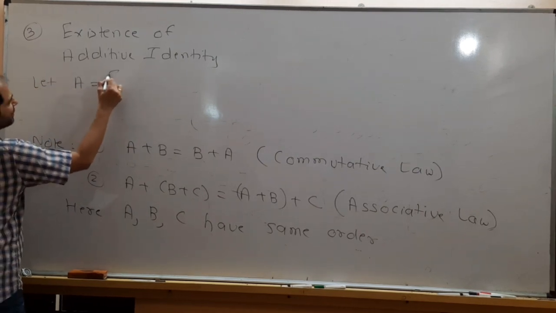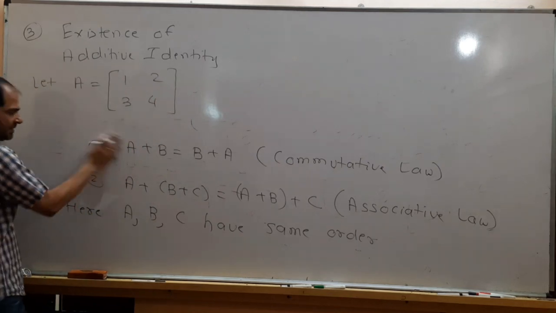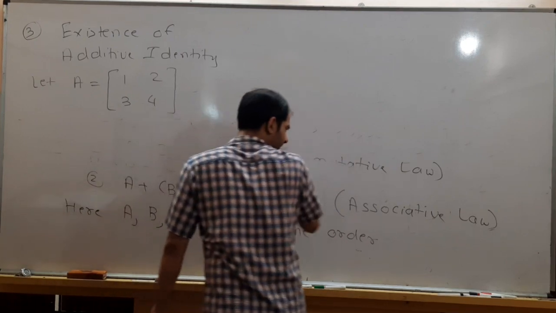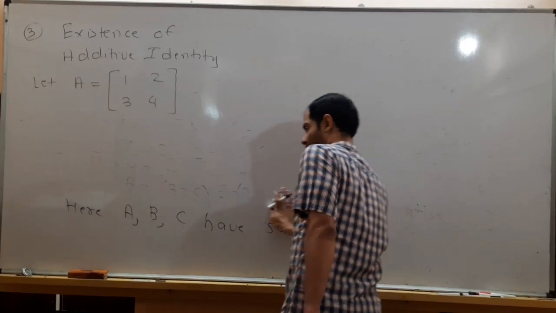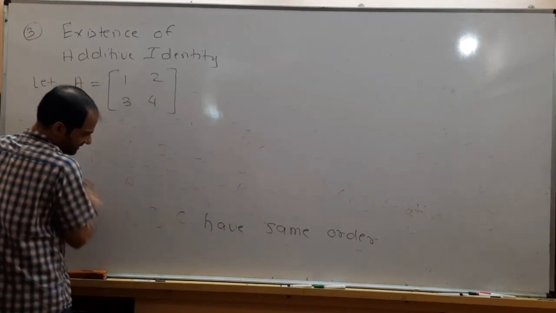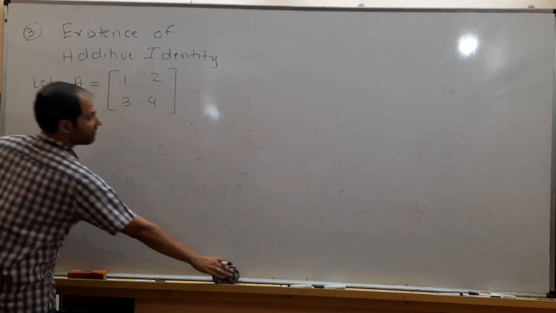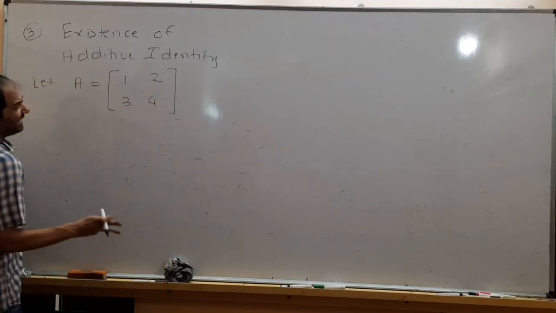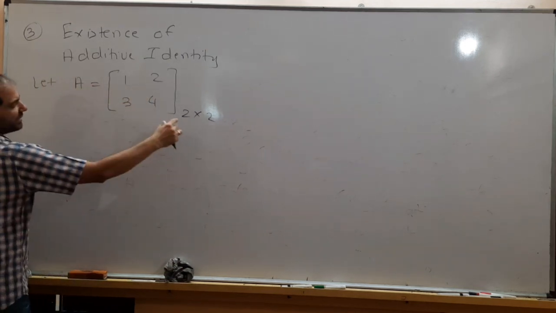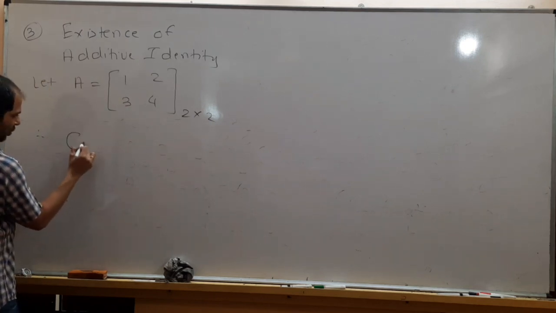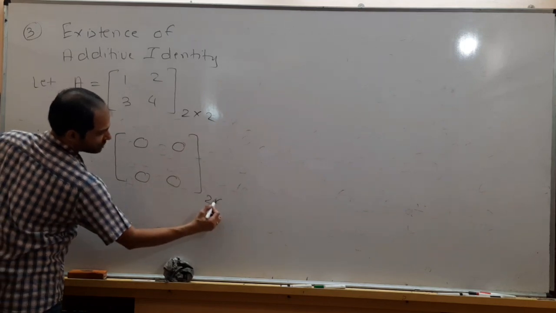Let A is equal to 1, 2, 3, 4. It is 2 cross 2. And consider the null matrix O of the same order, 2 cross 2. O, the zero matrix, or you can say null matrix. Sorry, I will use the word null matrix or zero matrix. Actually, the zero matrix is also known as the null matrix. I forgot to mention it yesterday. A is 1, 2, 3, 4, a 2 cross 2 matrix. So O, the zero matrix, will be 0, 0, 0, 0. Again, it's a 2 cross 2 matrix.